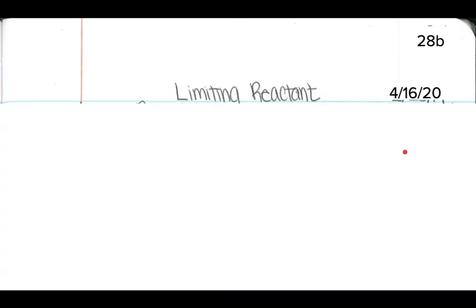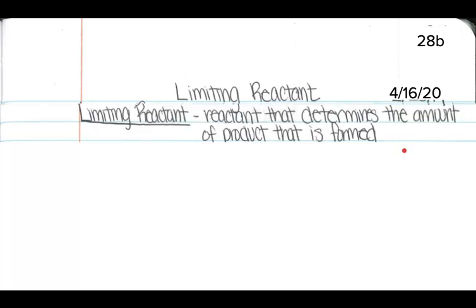So limiting reactant, you kind of have to get your head around what this means as you are calculating it, to understand where it's coming from and to understand what you are doing with this data. So you can go ahead and copy down the definition. We're going to say limiting reactant is a reactant that determines the amount of product that is formed. So I'll talk to you a little bit more about that, so you can go ahead and pause right now and copy that down.